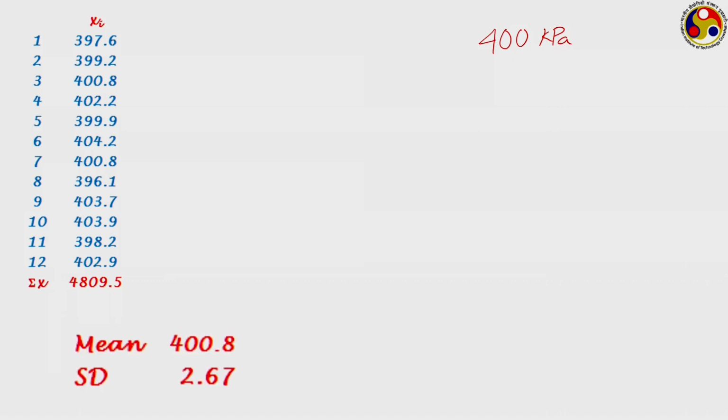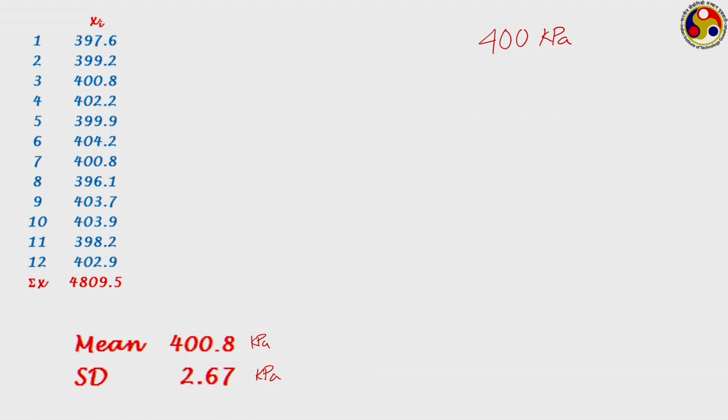So, we calculate the mean and standard deviation. Mean is coming to be 400.8 kilopascal, standard deviation is 2.67 kilopascal. I have not mentioned the units here, but I should have. Standard deviation is 2.67 kilopascal. So, we can plot the Gaussian curve to check which ranges they are following, but which point is having the largest deviation.